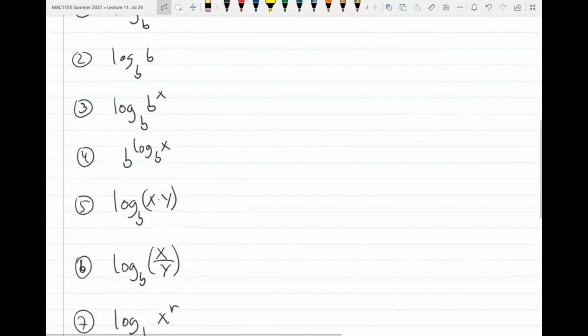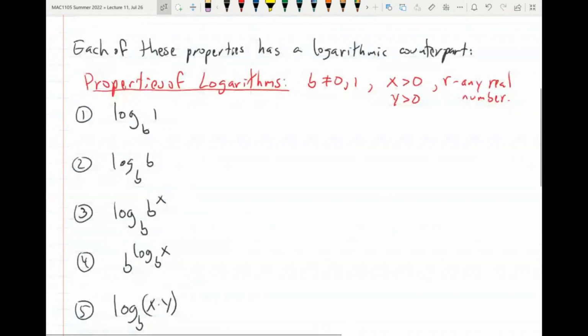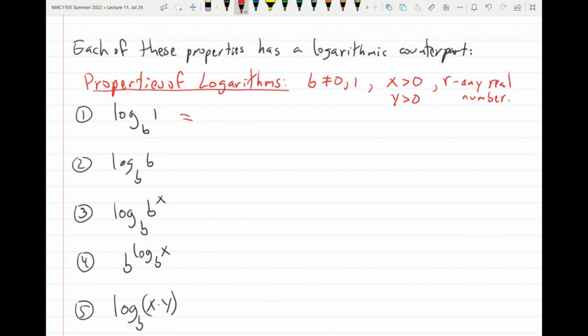Okay, so let's go ahead and say what each of these things is equal to. Let's see, the first one, what is this equal to? 0. So it's equal to 0. And it's pretty straightforward to see why, right? It follows straight from this property, because b to the 0 is 1. Yes? So this one right here is the logarithmic counterpart of 2.